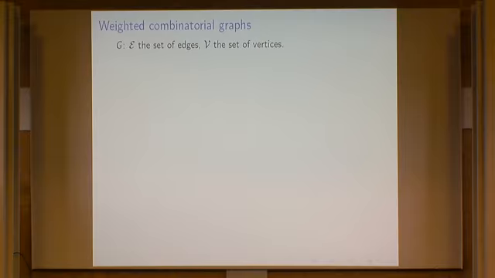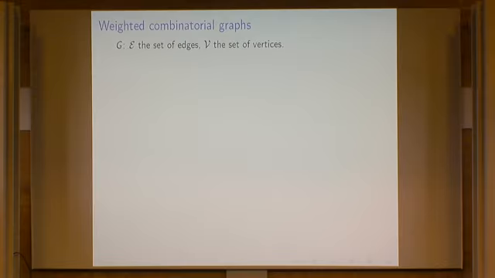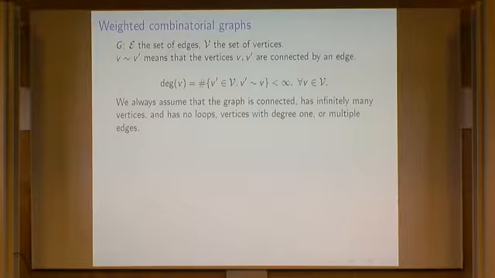So we introduced the notion of weighted combinatorial graph. So what is a combinatorial graph generally? It is a set of vertices. We suppose that it's infinitely many vertices. It's denoted by V. It is the set of edges. So some vertices are said to be connected with an edge. And the notation tilde means that two vertices are connected by some edge. It's an important notion that the degree of a vertex is the number of vertices by which it is connected, and we suppose that it's finite for any vertex.